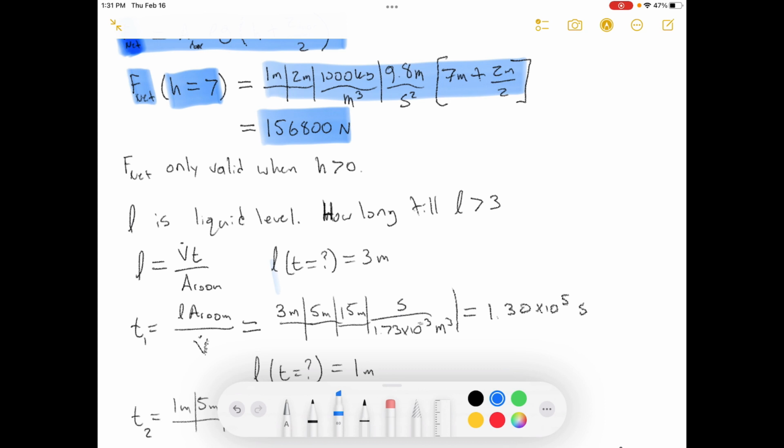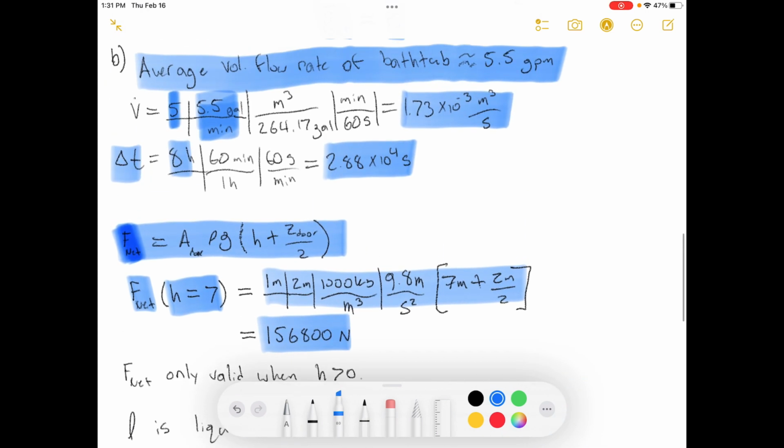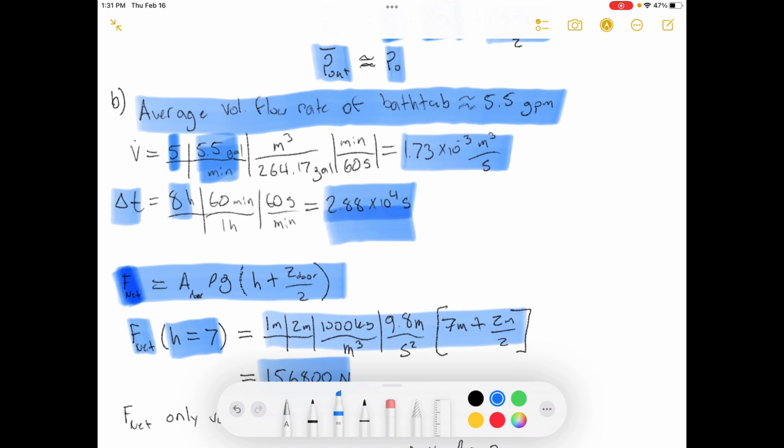Okay, so then we solve for T here, and we find that in order for the water to get all the way to the top of the door, 1.3 times 10 to the 5 seconds would have to pass. And as you can see, that is well above 8 hours. So it would take longer than 8 hours for the water to get to the top of the door.